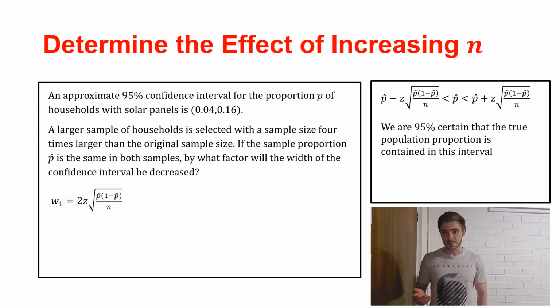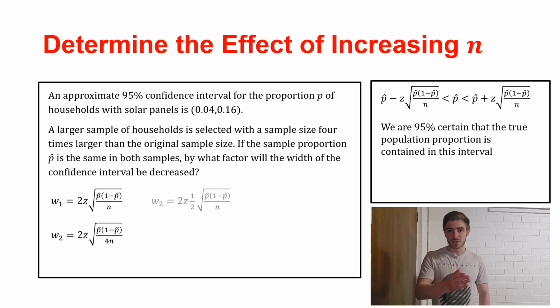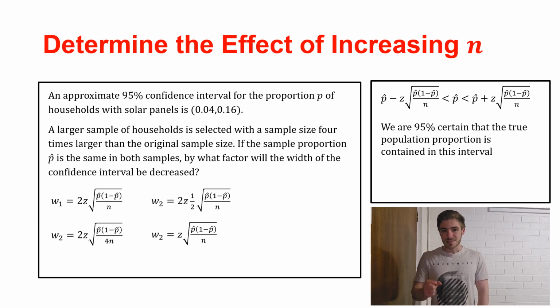Now, to see what happens, we're going to replace n with 4n to see how it impacts the width of our interval. To make it easier to compare, what we're going to do is take that common factor of a fourth out of the square root. Just make sure that you square root it on the way out. And after simplifying that expression, we can see that the original width is 2 times larger than the new width.